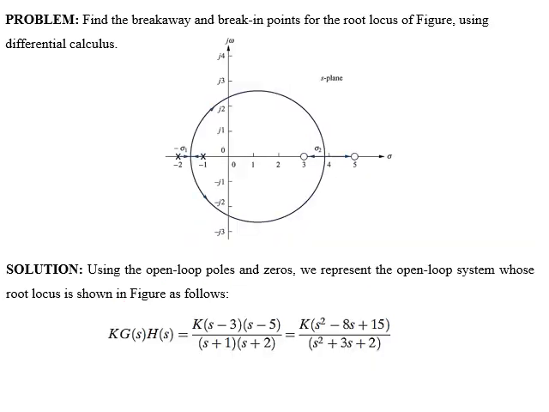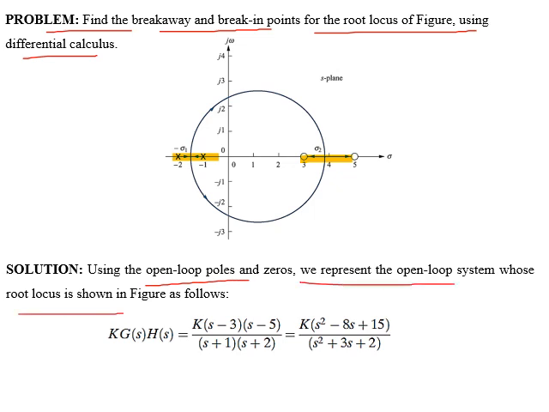Dear students, for the system in the figure, we will find breakaway or break-in points using differential calculus. The figure represents open loop system poles and zeros. Now the open loop transfer function of this system will be equal to kG(s)H(s) and will be equal to k multiplied by (s^2 - 8s + 15) divided by (s^2 + 3s + 2).